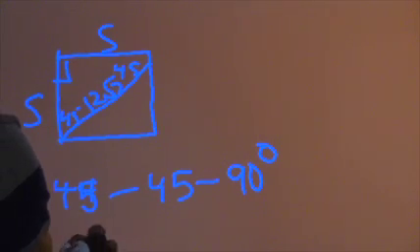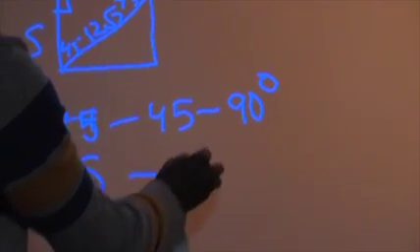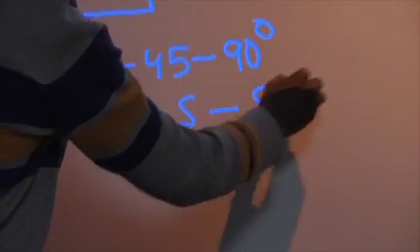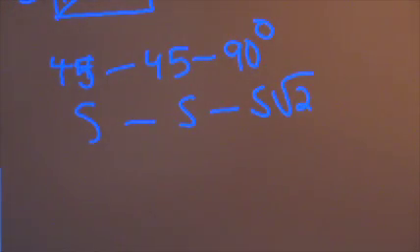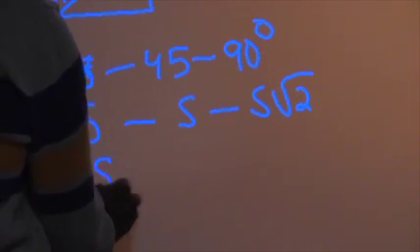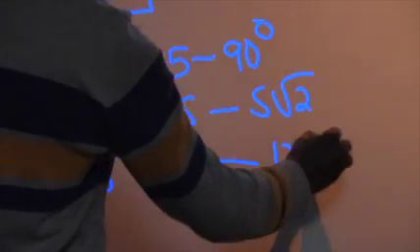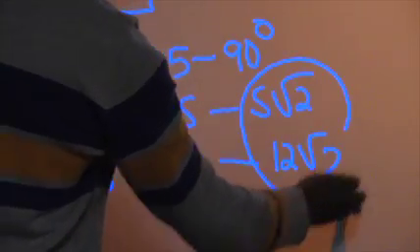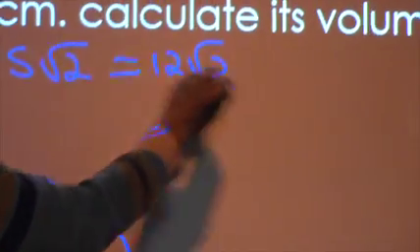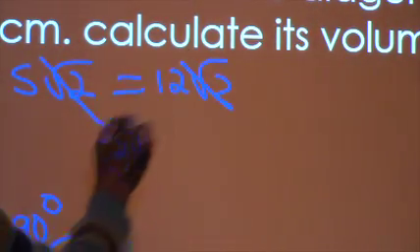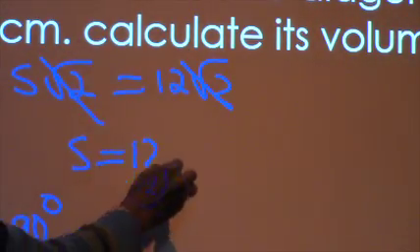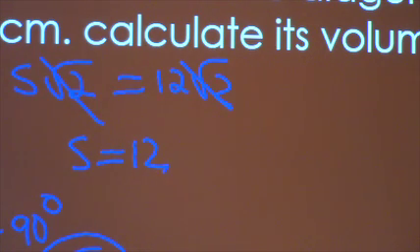So how do I find that? I would know the relationship is S, S, and S square root of 2. So for this triangle, I can say S, and my hypotenuse in this case is 12 square root of 2. So I can equate these two quantities to solve for S. So I have S square root of 2 is equal to 12 square root of 2. And so square root of 2 and square root of 2 cancel, S would be equal to 12. Now you could also find this by using the Pythagorean theorem.